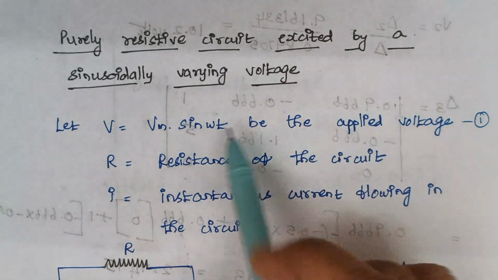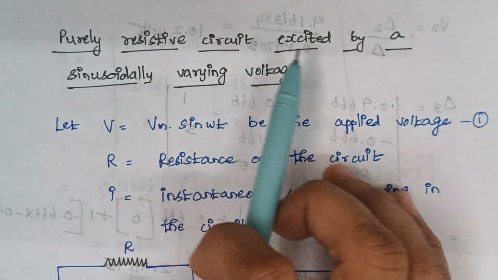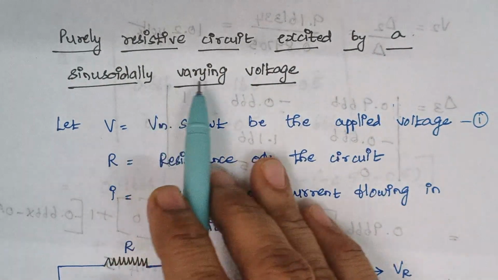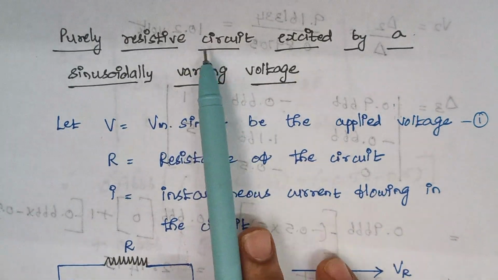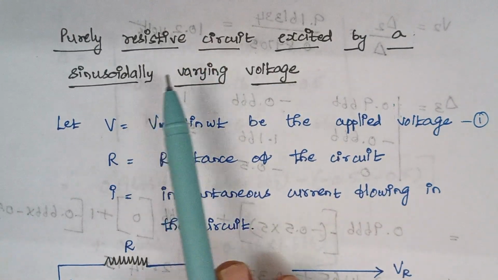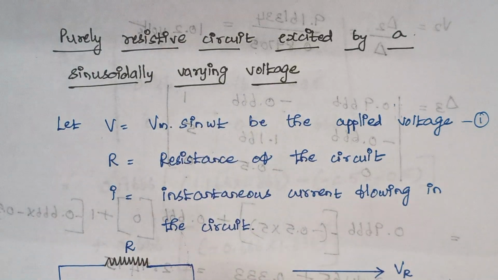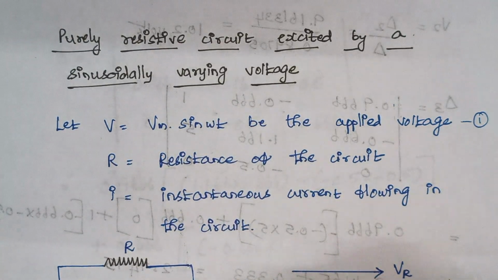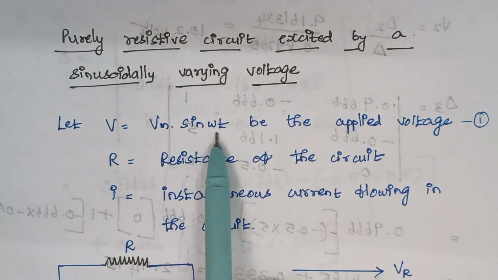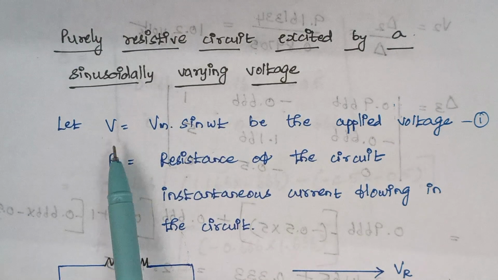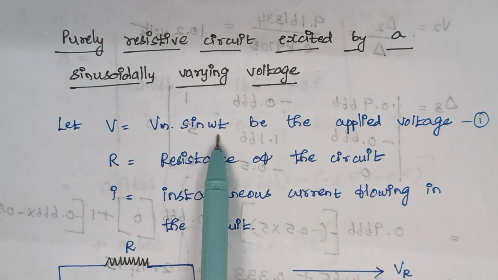So the first topic is purely resistive circuit excited by a sinusoidal varying voltage. Here we are taking a resistor and the resistor is excited with a sinusoidal voltage. And now we are going to know the performance. So let v is equal to Vm sin omega t, since we are giving a sinusoidal input voltage, right? So this is the standard or general representation of a sine wave.